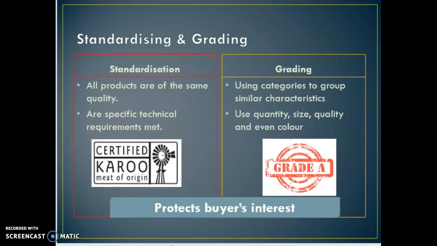Standardizing, on the other hand, is when all products are of the same quality, so they are specific according to a specific technical requirement. Right, so it's a certified Karoo meat. Both of these, standardizing and grading, protect the buyer's interests.